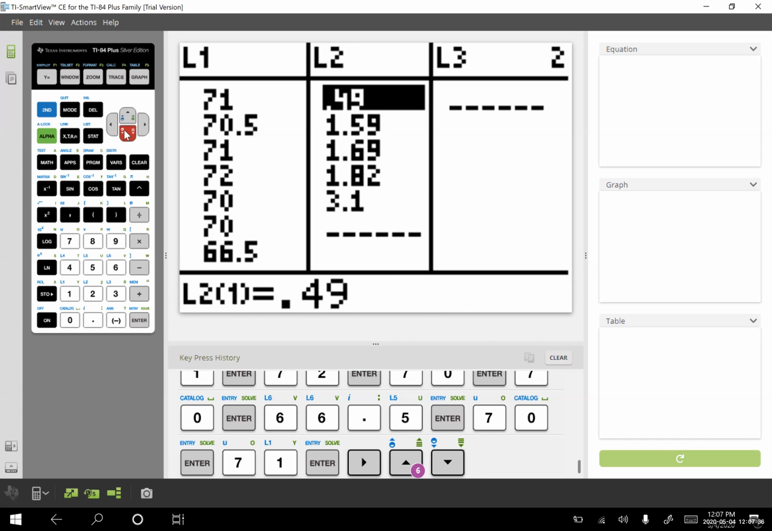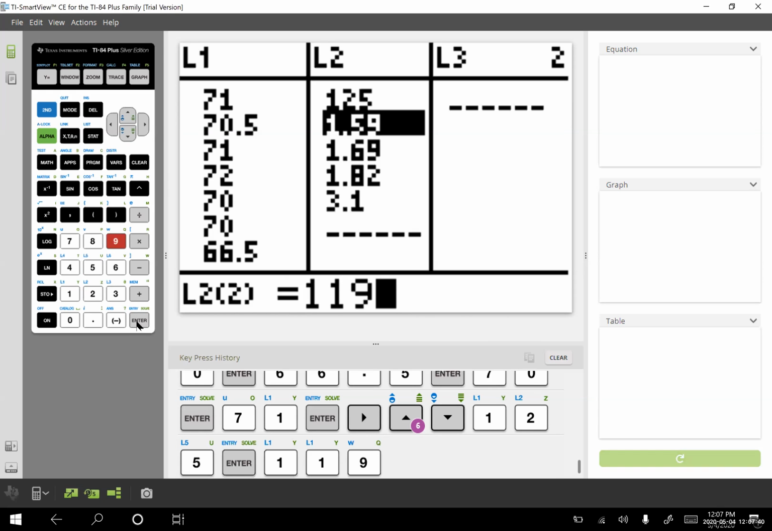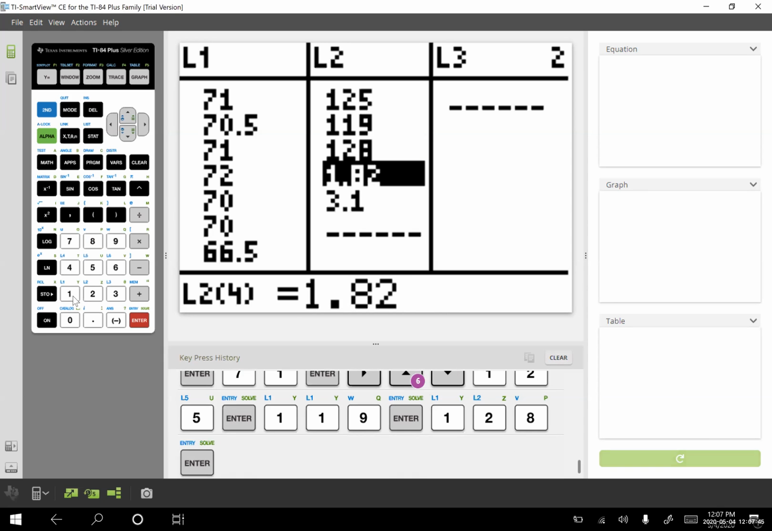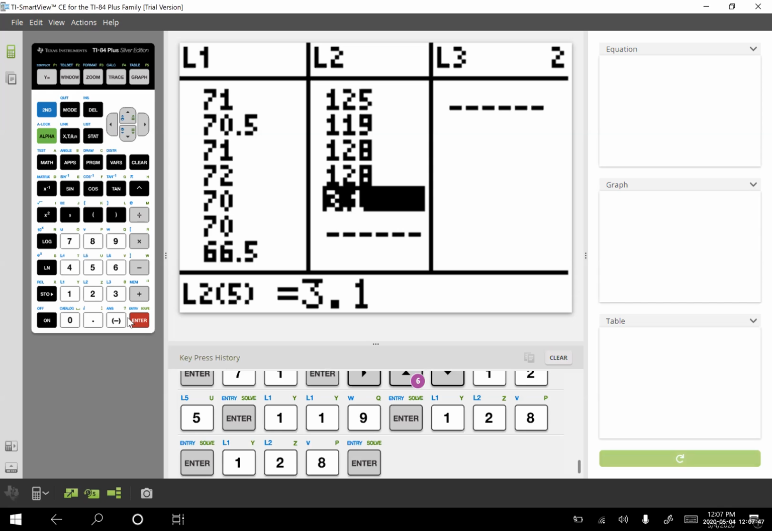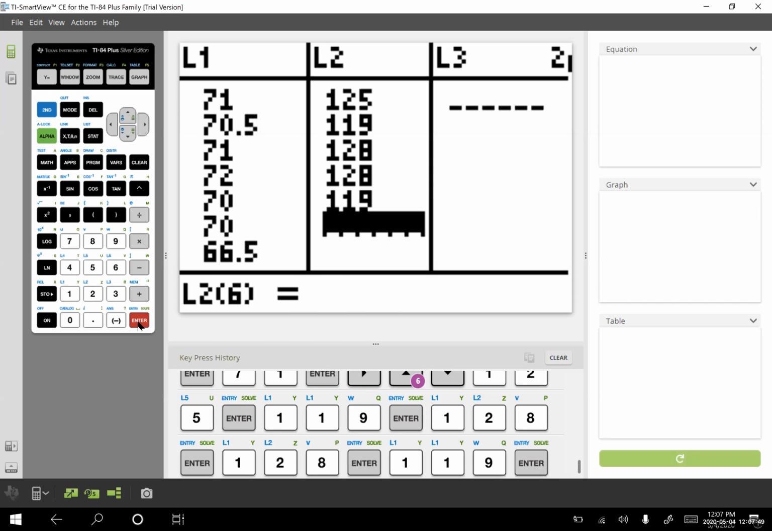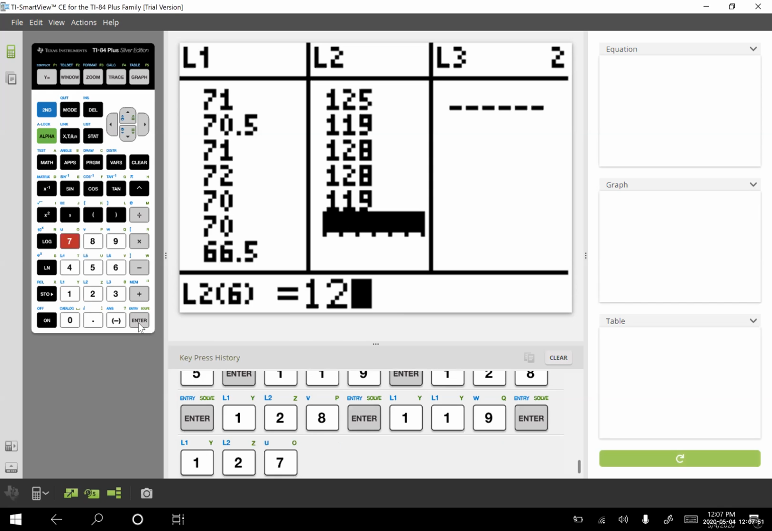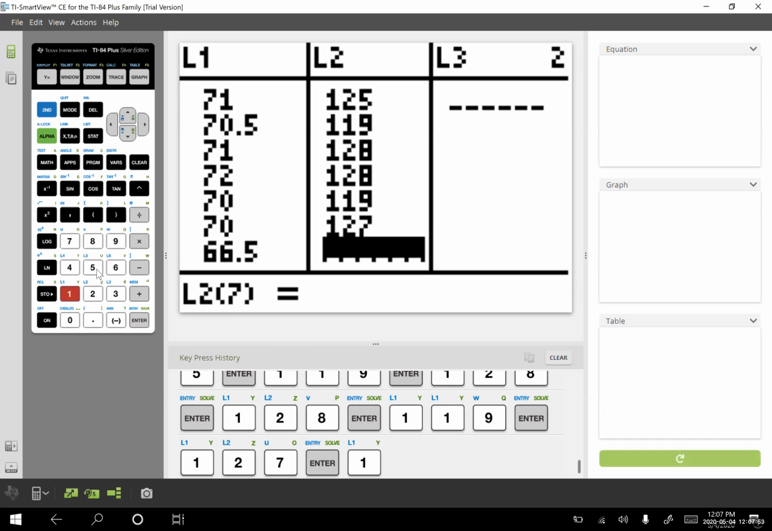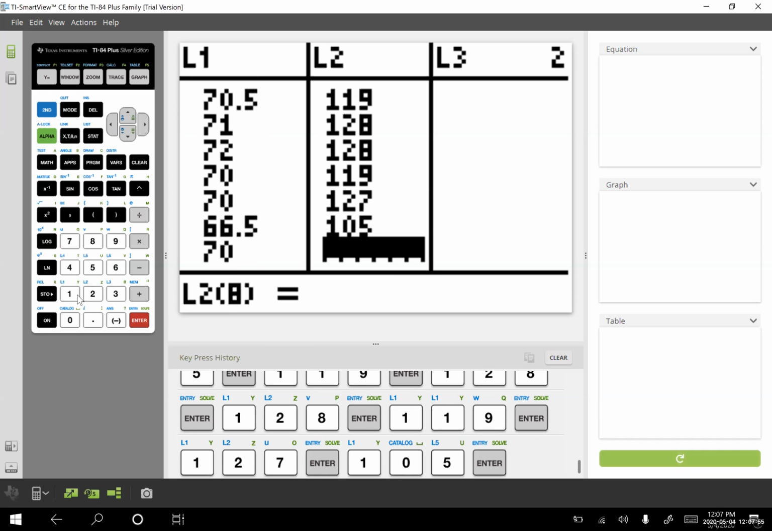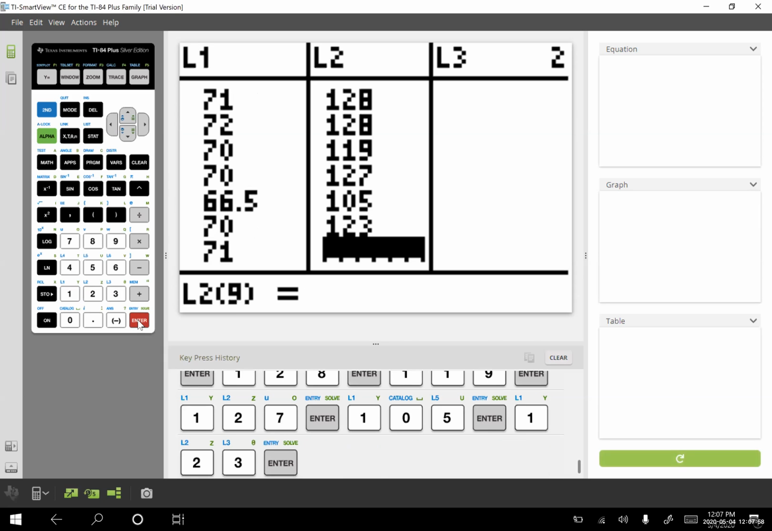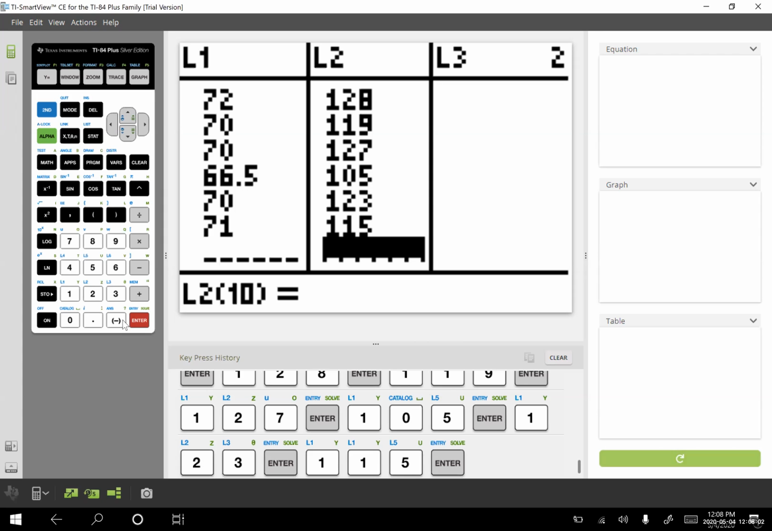So now let's do these: 125, 119, 128, 128, 119, 127, 105, 123, 115. Okay, so hopefully I entered it all in right.